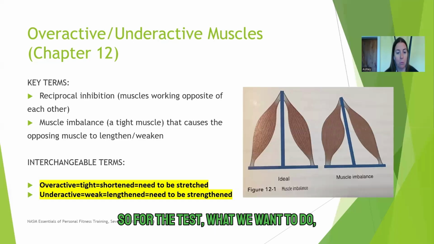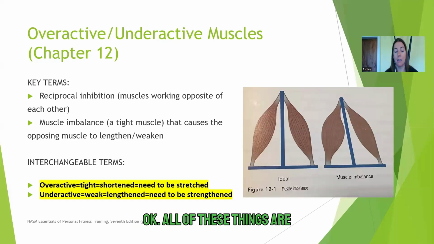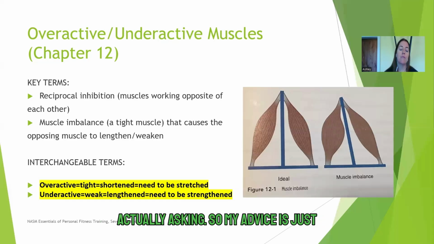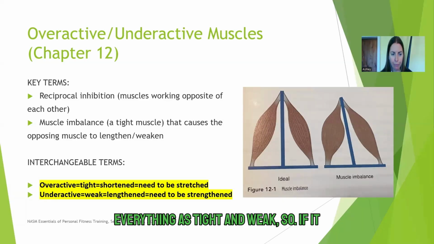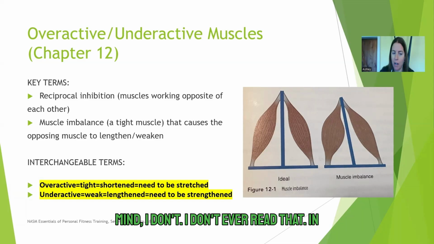So for the test, this is why it's highlighted and bolded. You must know every single one of these interchangeably. No matter how they ask it, all of these things are going to mean the same thing. It's the same question. So this is one of the keys to mastering overactive, underactive questions, is identifying what they're actually asking. So my advice is just figure out which one you naturally gravitate towards. For me, I think of everything as tight and weak. So if it says, what is the overactive muscle? In my mind, I don't ever read that. In my mind, I read, what is the tight muscle?